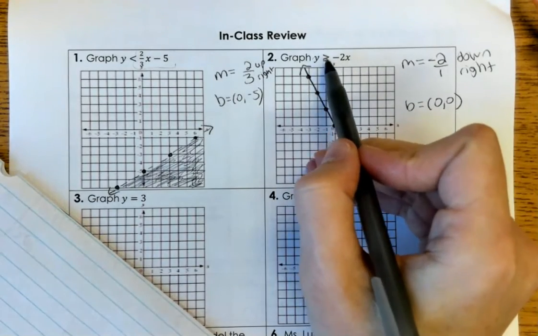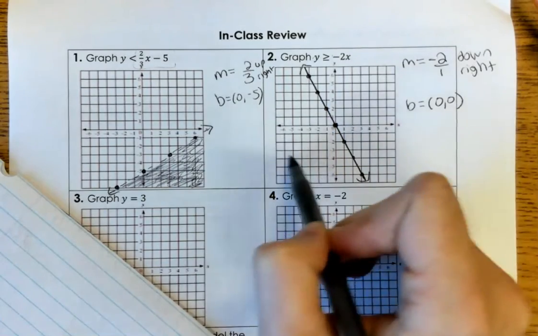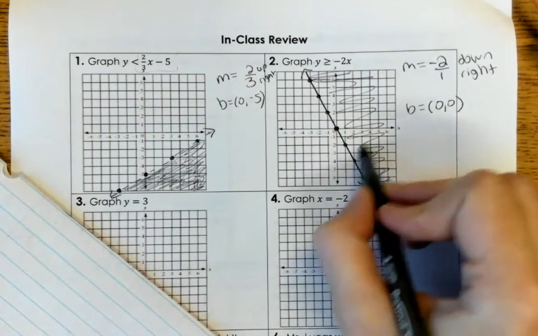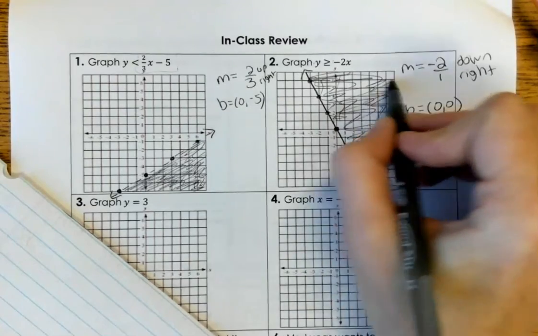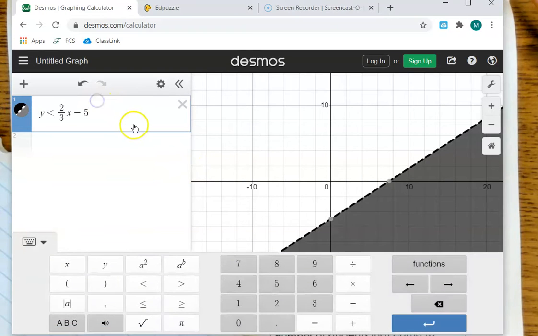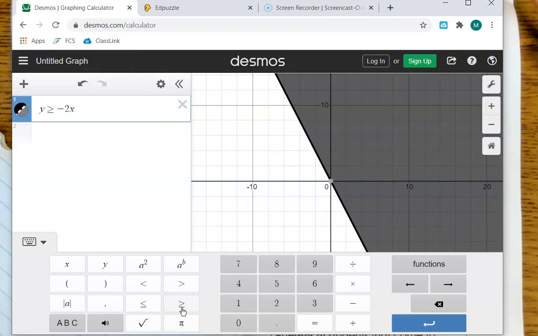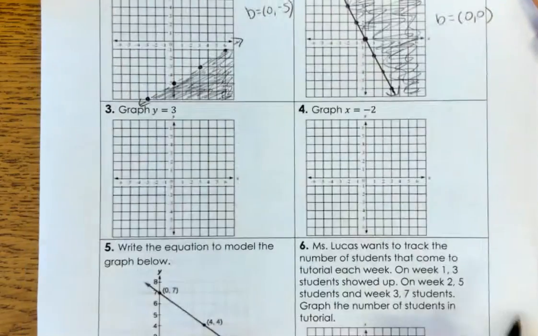All right, so this is y is greater than. So this y is greater than our line. So should we be shading above or below? Should be shading above. See how that y-axis above is on this side? All right, let's check our work in Desmos. All right, looks like what we did. I agree. Okay, let's keep going.